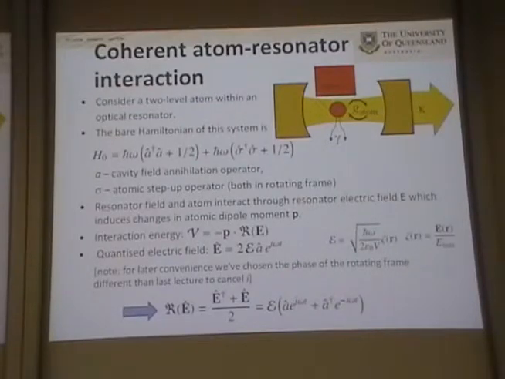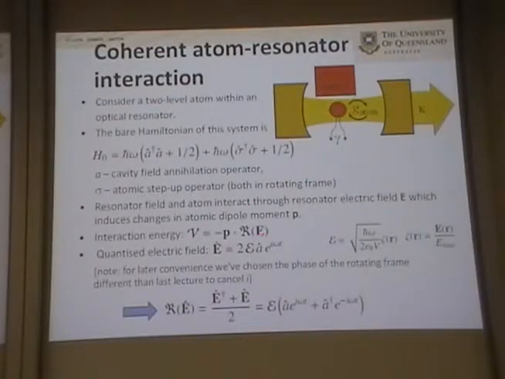I'm going to go through basically exactly the same maths as I went through in the last lecture for a particle, to draw the analogy, I guess, between cavity QED and particle sensing. So we've got a bare energy of the system, which is just the number of photons in the cavity mode plus the zero point energy of the cavity mode plus the atomic excitation plus the zero point energy of the atomic mode.